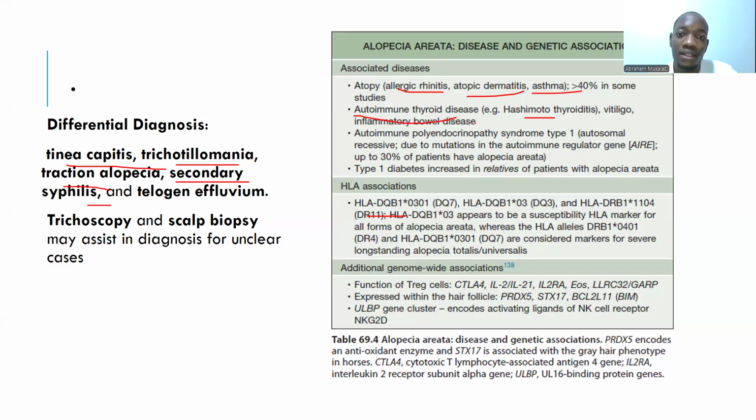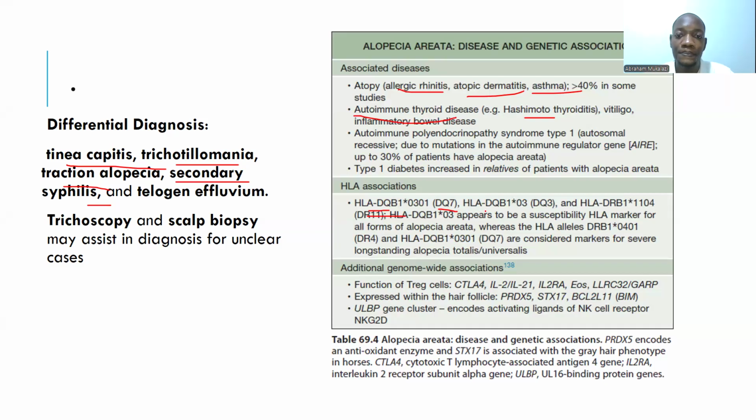Then, when you look at the HLA association, alopecia areata has been associated with particular human leukocyte antigens, and these vary depending on the individual. So, people with HLA DQB1 0301, that is the DQ7, and HLA DQB1 03, that is the DQ3, and HLA DRB1 1104, that is the DR11, have been associated with a higher risk of developing alopecia areata. So if you are able to do genetic testing or HLA testing in your setting, these are the human leukocyte antigens that you may be looking out for.